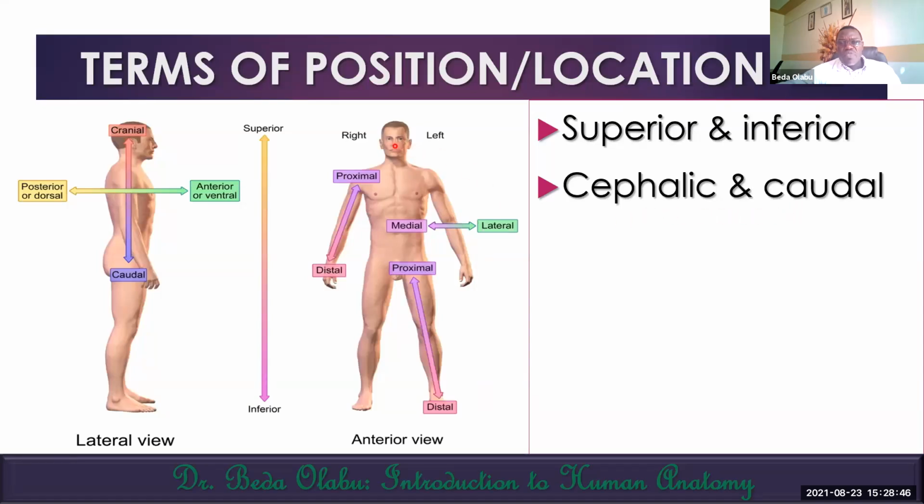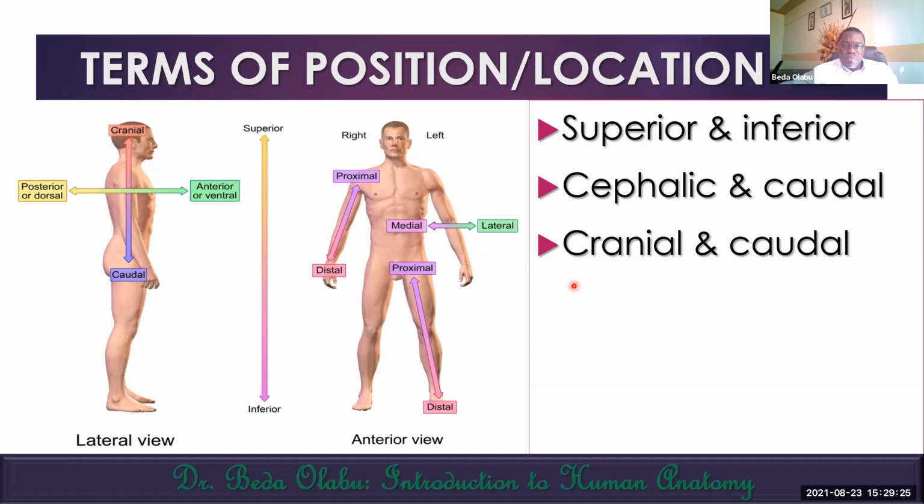So we can say, therefore, that the neck is cephalic to the thorax, or the thorax is caudal to the neck. Similarly, we can use the term cranial, and the opposite is caudal. They still mean the same. Cranial is toward the skull, which means towards the head, which means basically towards the brain or superior. And caudal means towards the tail. Right.